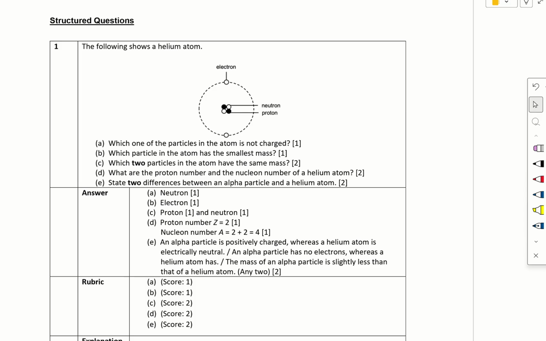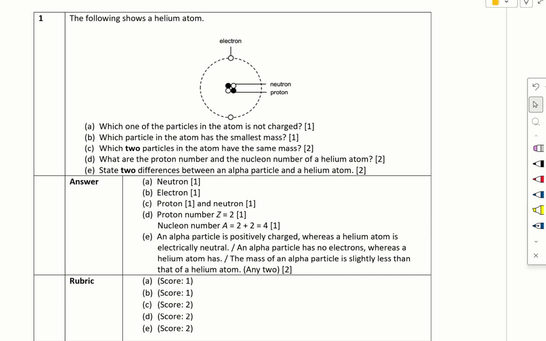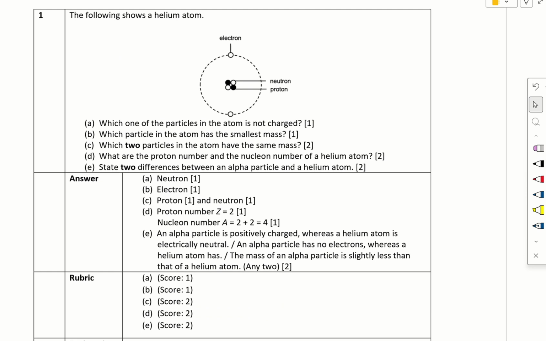Okay, maybe I'll go on to do the structured question. So these are the answers. Which one of the particles in the atom is not charged? It will be your neutron. Which particle in the atom has the smallest mass? It will be your electron. It is almost negligible mass when compared to neutron and proton. Which two particles in the atom have the same mass? Proton and neutron.